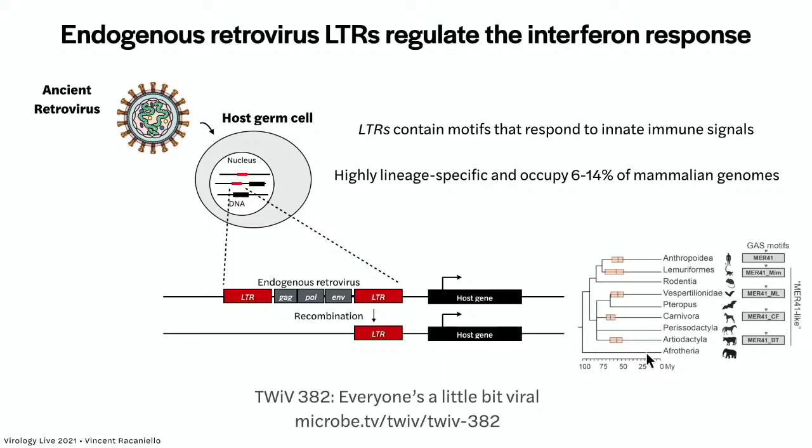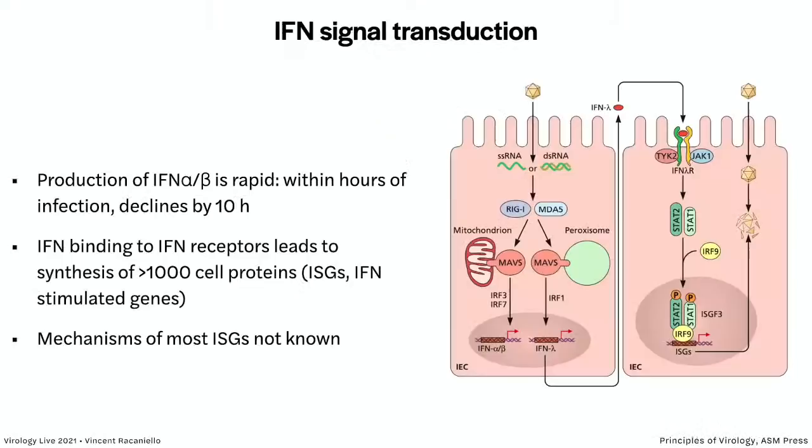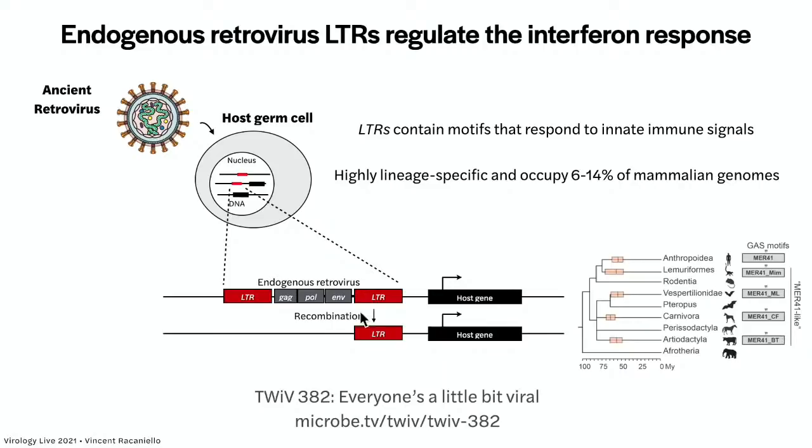These are part of what we called GAS motifs. These are the motifs present in the promoters that respond to those transcription factors that go in the nucleus as a consequence of interferon binding to receptors. And so these motifs have parts of LTRs in them. And humans, obviously, our ancestors repurposed these because it's over 50 million years ago. Lemurs, rodents, bats, etc. They've all done this.